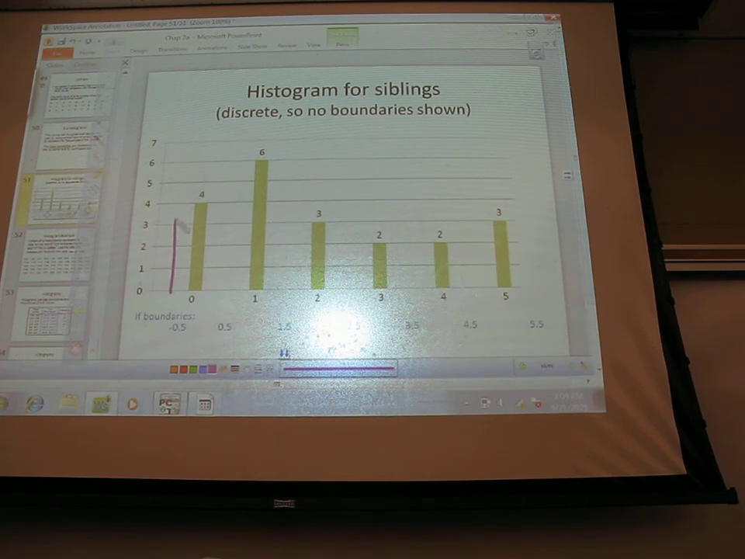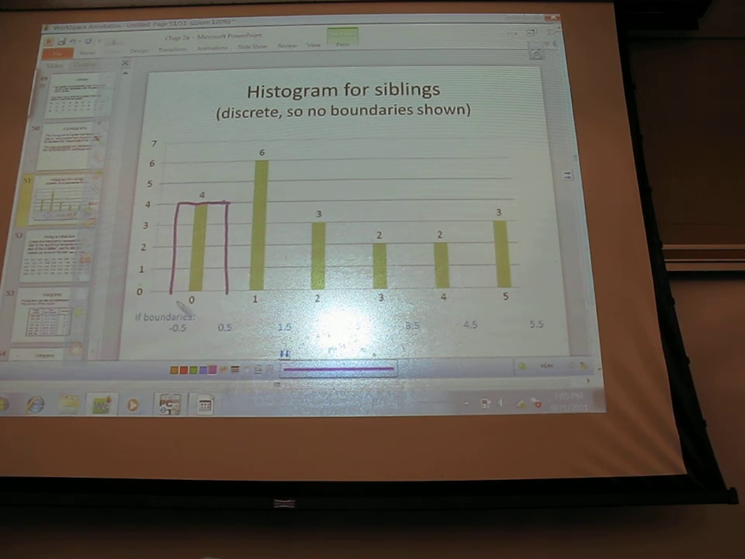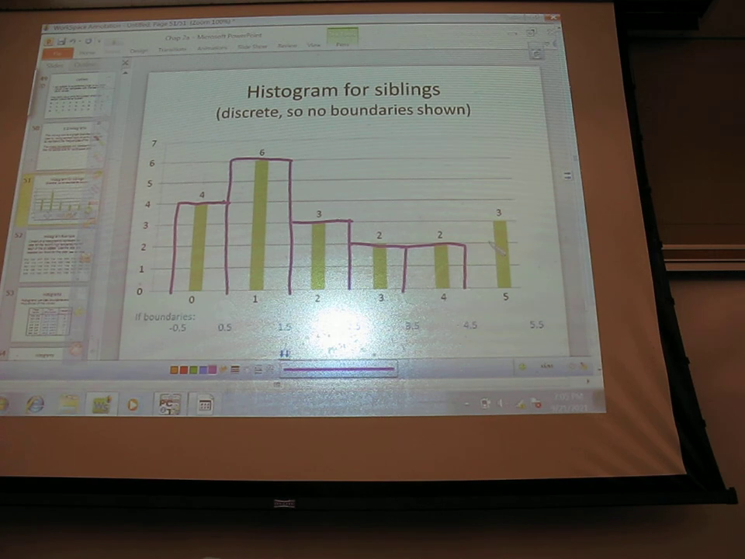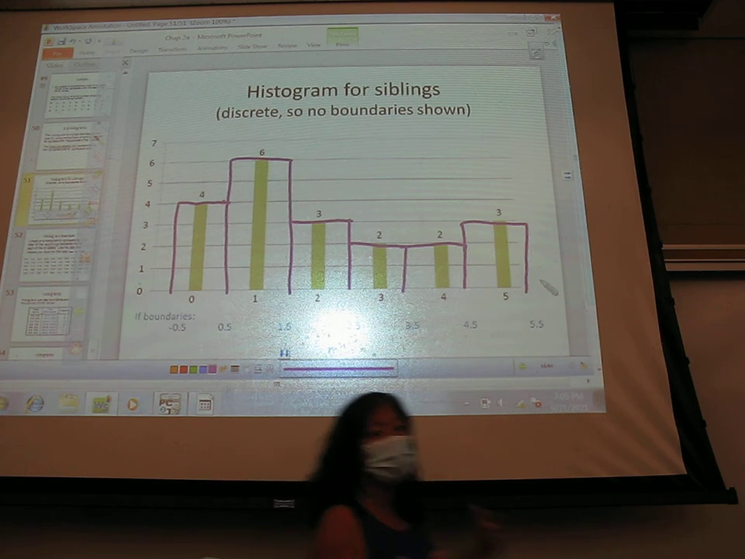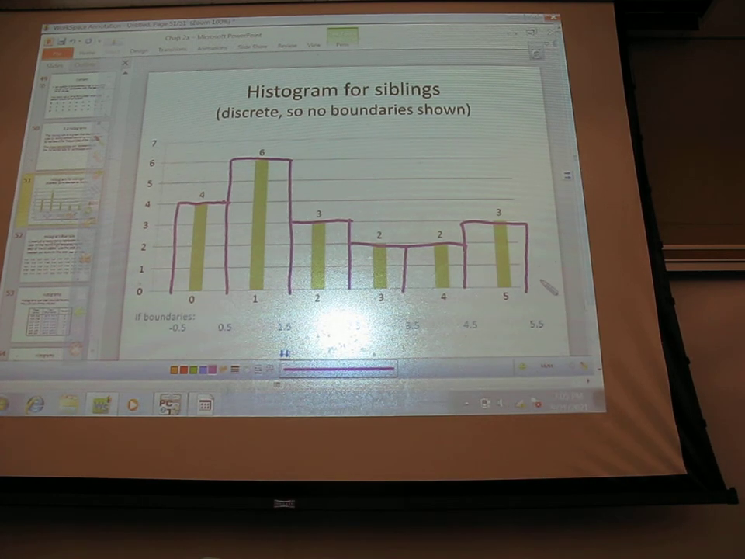I'd go from negative 0.5 to 0.5. So 0 is between negative 0.5 and 0.5. 1 is between 0.5 and 1.5. 2 is between 1.5 and 2.5. Right? So then it would be like that. Do you guys see the difference? If you use boundaries, it goes all the way from boundary to boundary, and they would touch. You can do it either way, I don't care. But if you're going to use limits, then they would be like this and they wouldn't touch each other. Does that make sense?